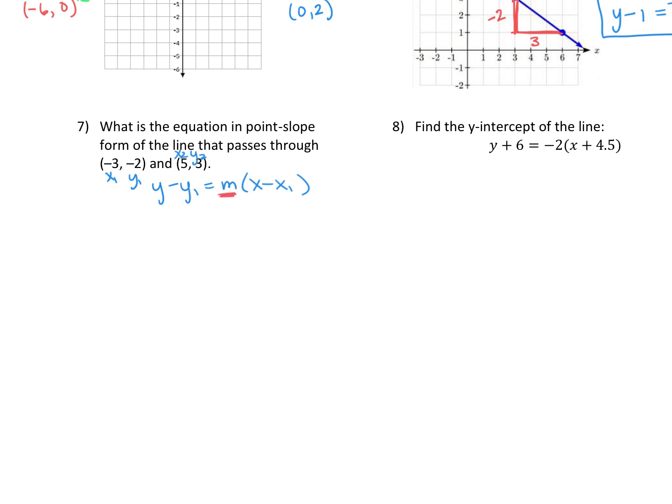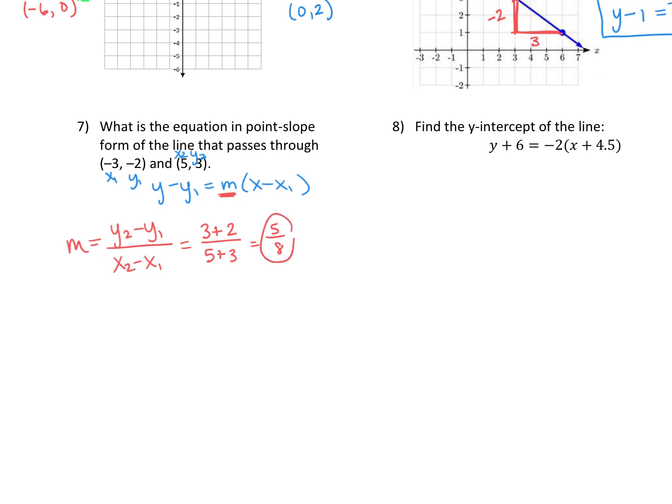So we don't know what our m is, but we have an equation. Slope is equal to the change in your y's, so y2 minus y1, over the change in your x's, x2 minus x1. And then we'll just plug in the numbers. Y2 is 3 minus, our y1 is a negative 2. So when you minus a negative, it turns to a positive 2. Over x2, 5, minus x1 is a negative 3, so minus a negative turns into positive 3. All right, 3 plus 2 is 5, 5 plus 3 is 8, so our slope is 5/8.